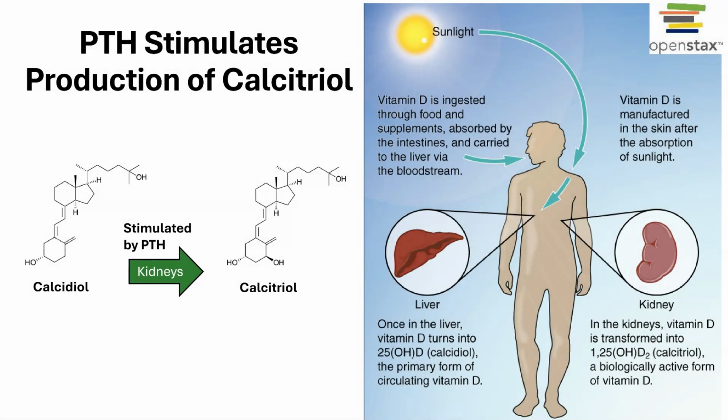Vitamin D activation occurs through two sequential hydroxylation steps. The first hydroxylation occurs in the liver, producing calcidiol. In the kidneys, PTH stimulates the second hydroxylation step, converting vitamin D to the active hormone calcitriol.